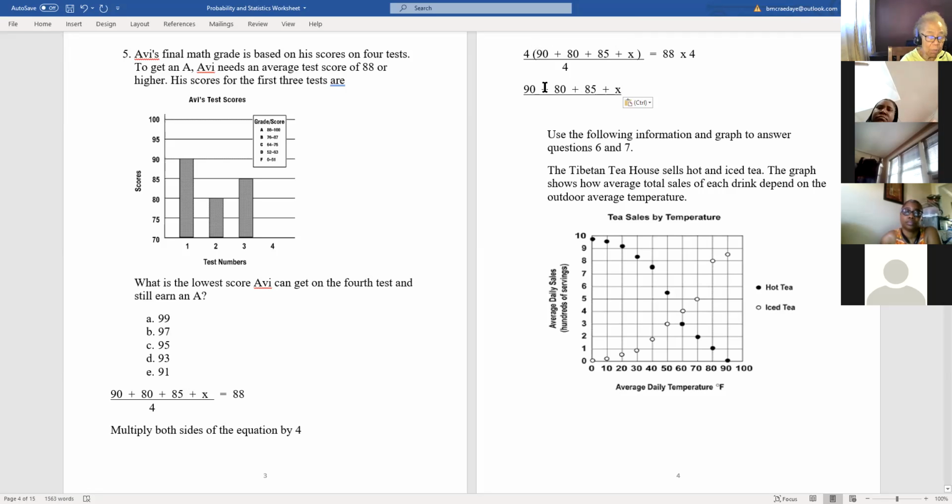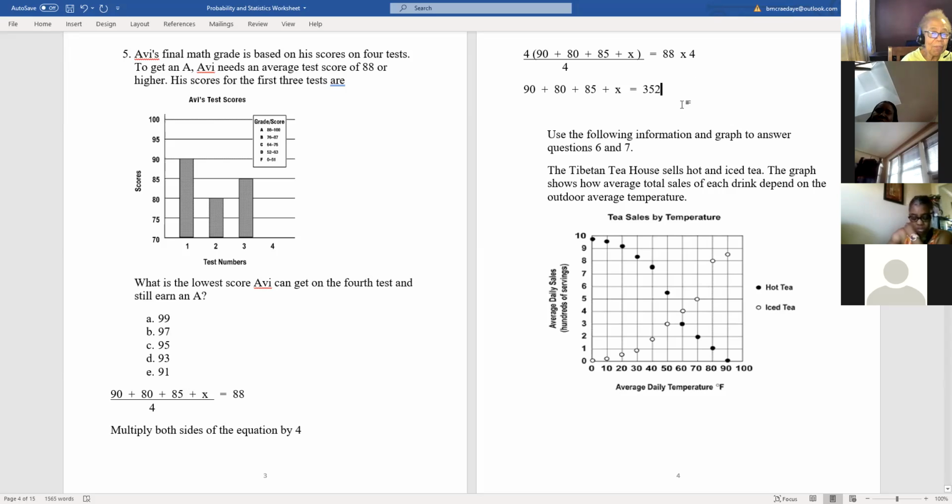And that will be equal to what? What's 4 times 88? 352. 4 times 88 is 352. Yes, that's correct.